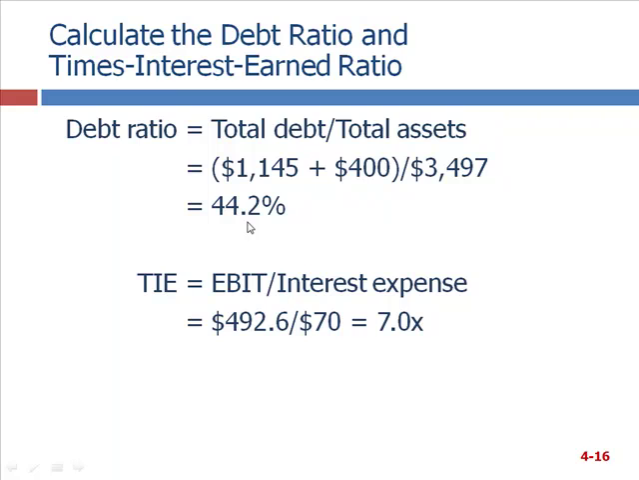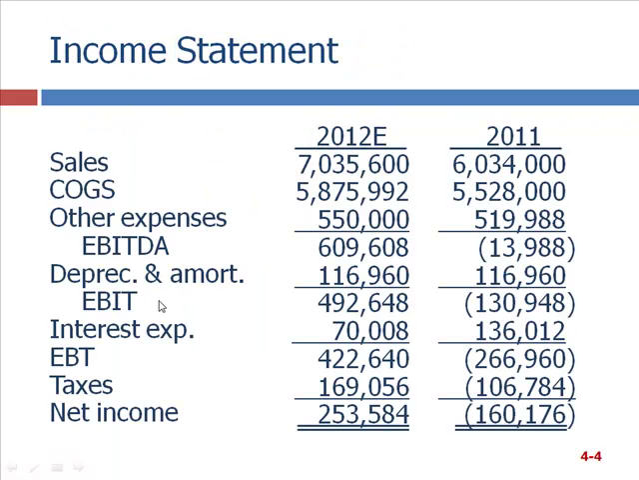Now the next ratio, times interest earned, is different. It tells us, of the debt that we have, how able are we to at least pay the finance charges, the interest expense on the debt. And for that, we need to look at the income statement. Here is our income statement, and you'll notice that interest expense is here, and above that we have operating income, which is earnings before interest and taxes. So really we're just comparing these two numbers.